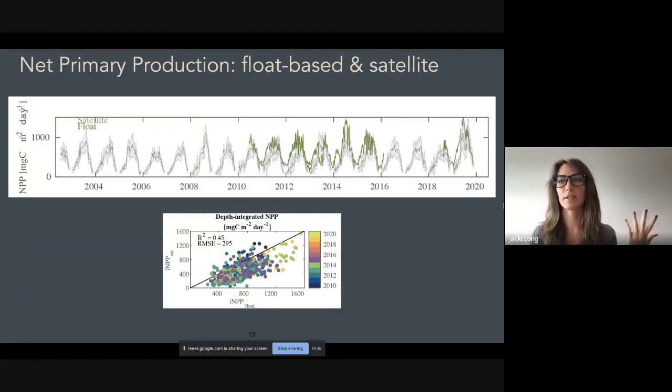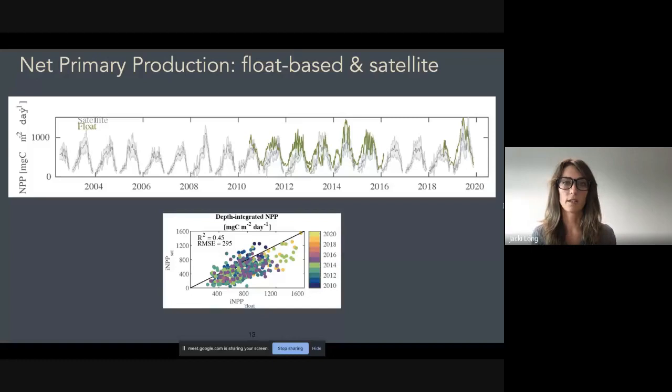And here are the real results. So the float-based estimates of integrated net primary production are shown in green. The satellite-based are shown in gray. The standard deviation is the standard deviation over that box region. And the bottom figure shows the areas where this data was collected at the same time. So we're looking at the integrated NPP from satellite versus integrated NPP from float observations. And we see that they agree relatively well.